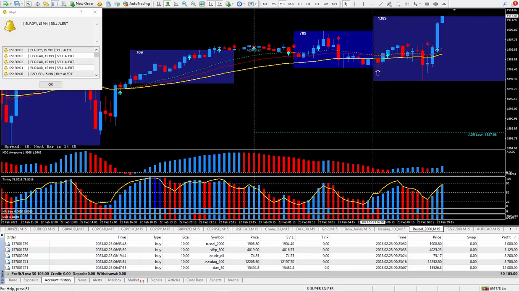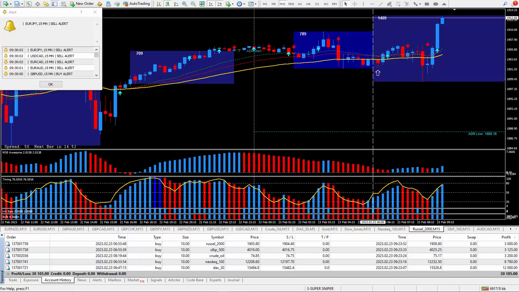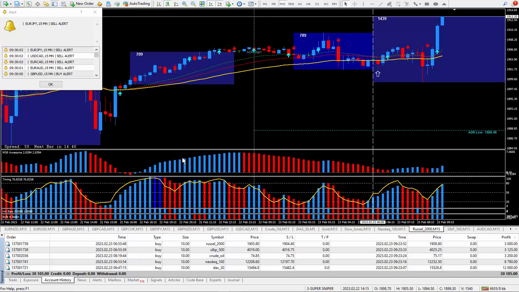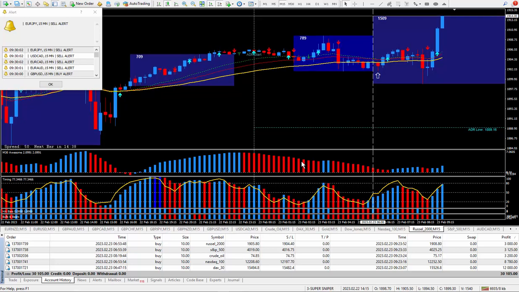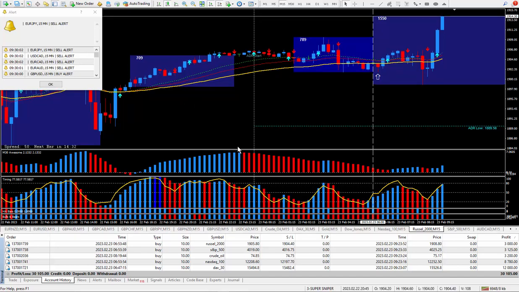Today's date is February the 23rd and I'm using my new Super Sniper trading system. This is the one that uses the awesome oscillator right here, this indicator. It also has built-in audio alerts and a pop-up box. I have this one turned off at the moment, but you can turn it on.